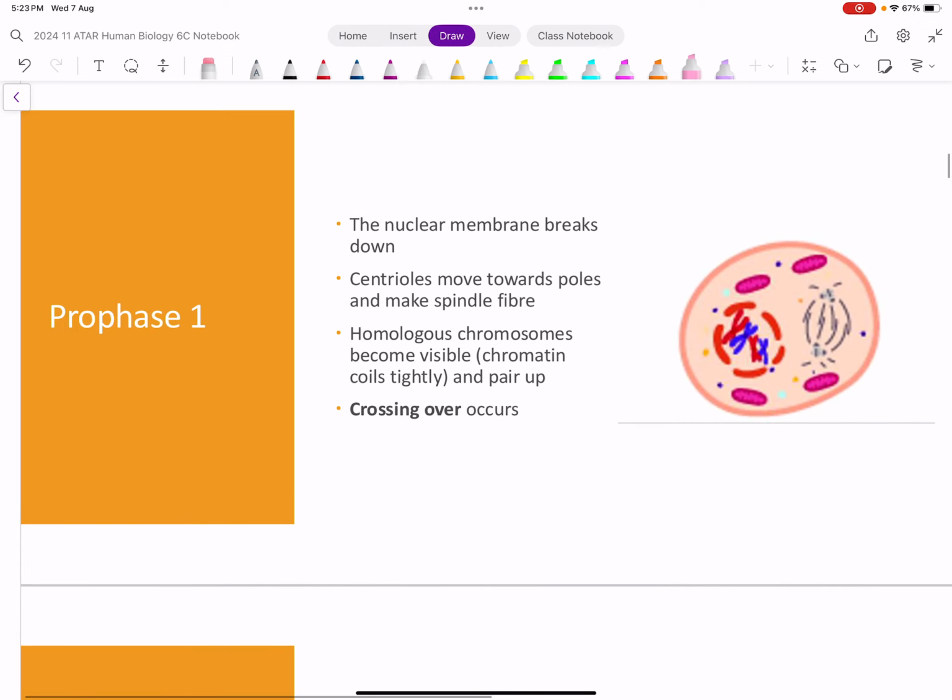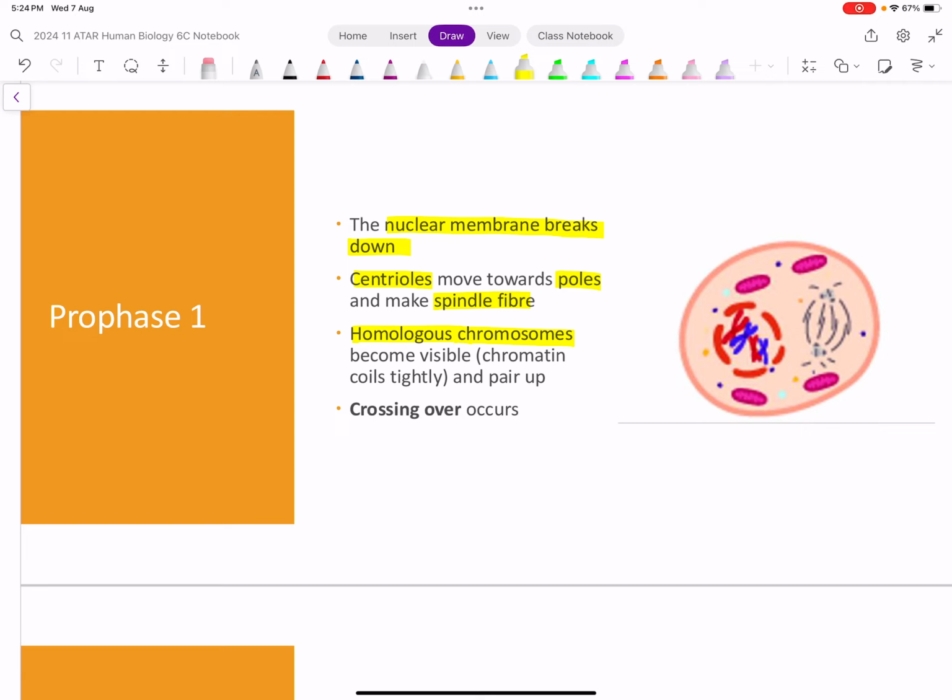Looking at prophase 1 now. During prophase 1, the most important thing for us to note is that the nuclear membrane breaks down. The nuclear membrane breaks down, and during this time as well, our centrioles move towards the poles of our cells and they begin to make that spindle. We can see that spindle on our diagram here. Our homologous chromosomes become visible. They were once our chromatin, but now we're beginning to see them as our chromosomes.